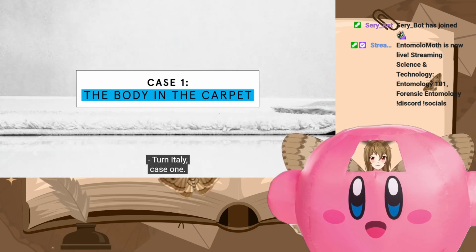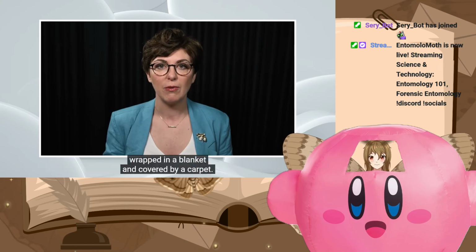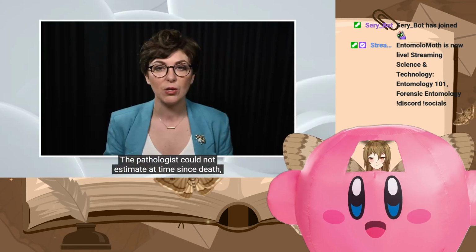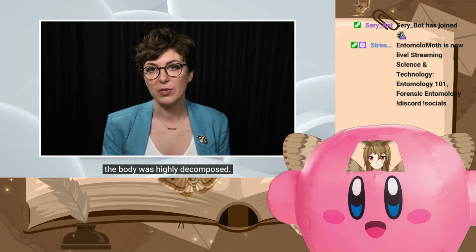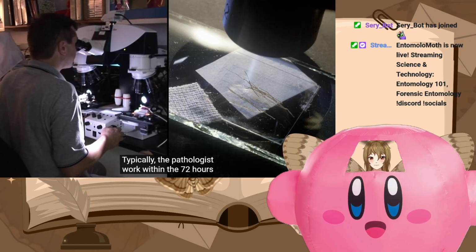Turin, Italy. Case 1. The victim was a female that was found wrapped in a blanket and covered by a carpet. The pathologist could not estimate a time since death. The body was highly decomposed. Typically, the pathologist worked within the 72 hours after death.